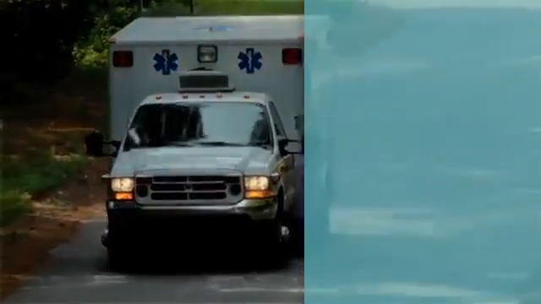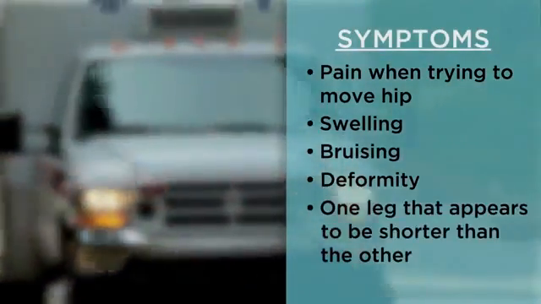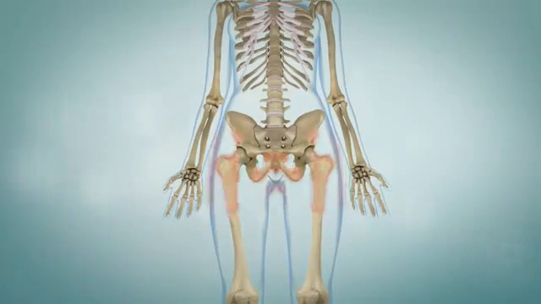Symptoms. Some of the symptoms you might have with hip fracture include pain when trying to move the hip, swelling, bruising, deformity, and one leg that appears to be shorter than the other. The pain is often felt in the upper outer part of your thigh or in your groin.